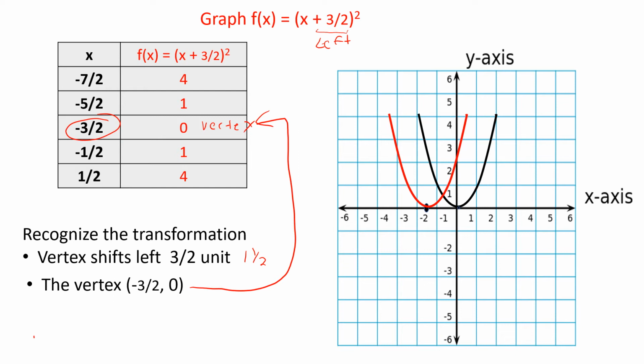If you were to look at your chart on your worksheet, you would look at the very, very bottom and you can see where it says g of x equals f times the quantity x plus c. Well, that's this scenario. And it tells you the parent function translates c units left. So that's how you would use your sheet.